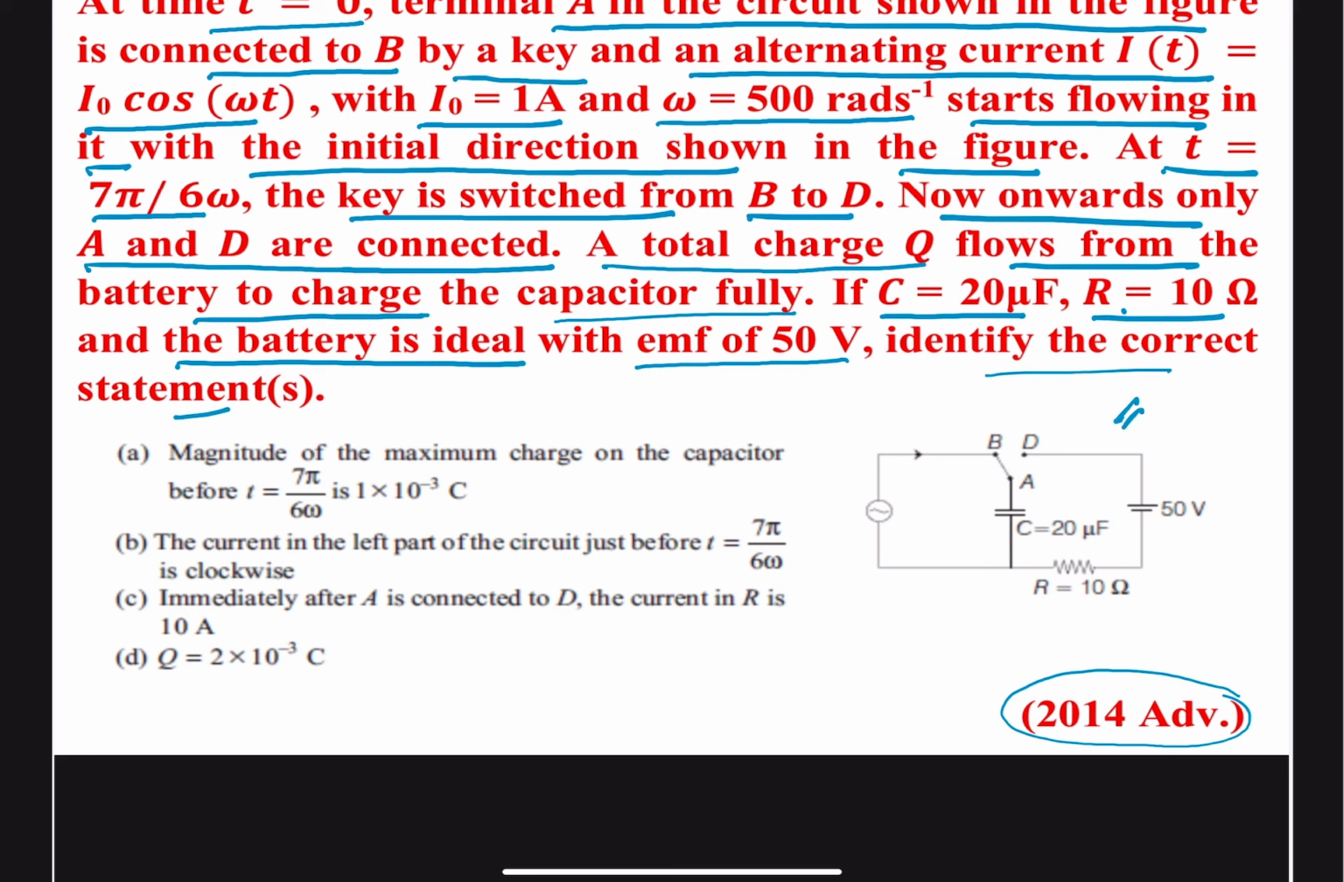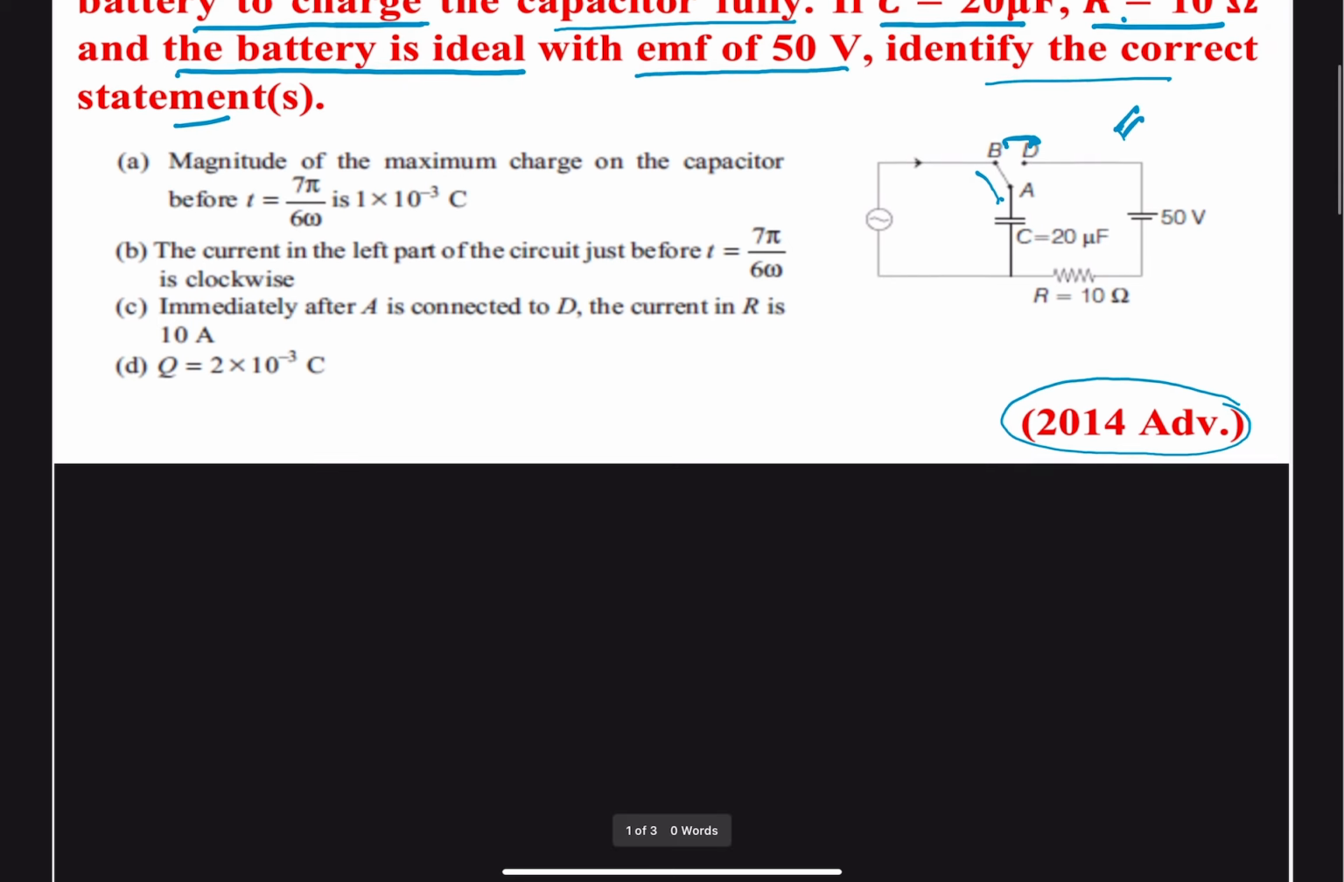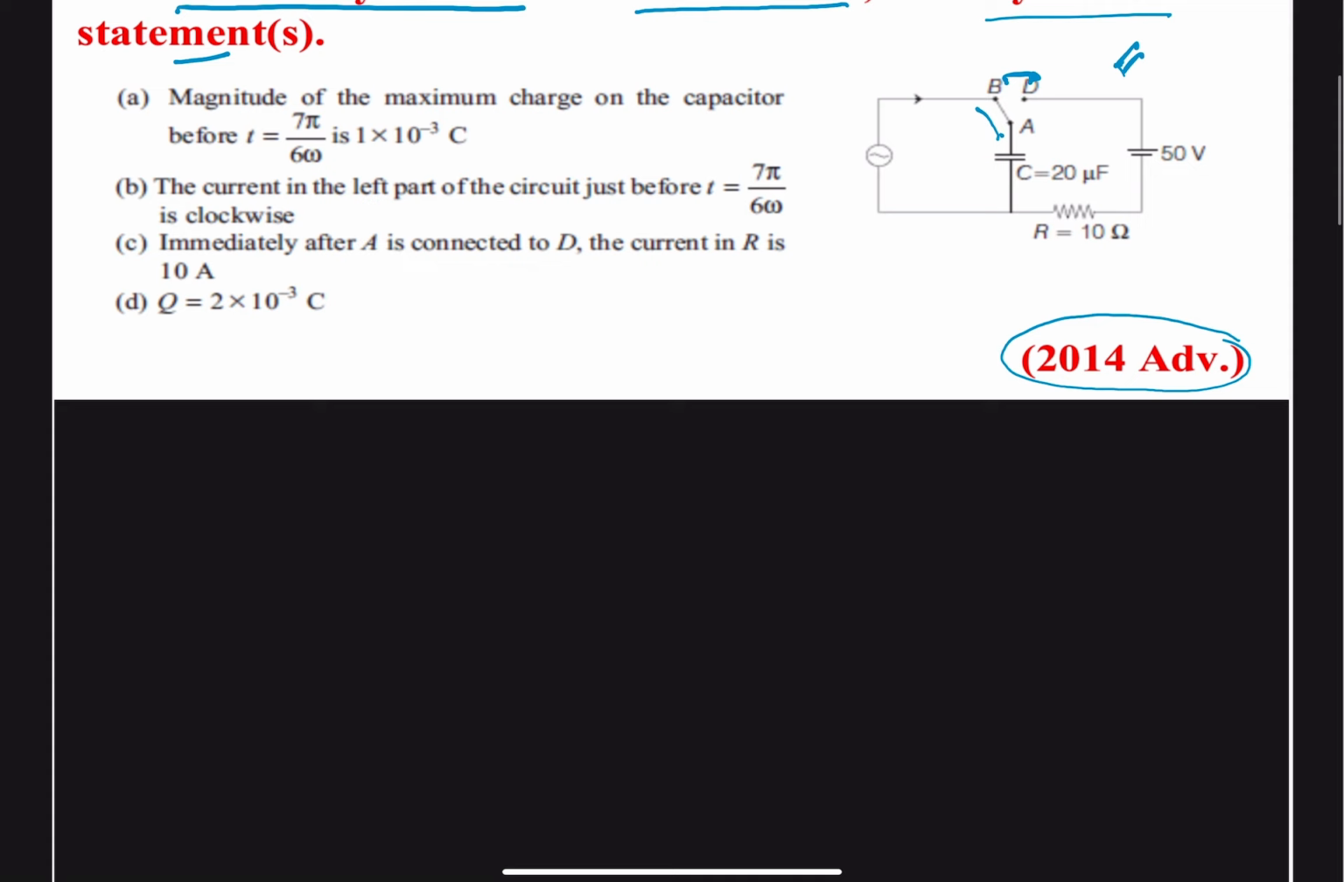So we have a figure, and initially capacitor C is connected to the main supply with the help of this point B, and at time t equal to 7 pi by 6 omega, the key is switched from B to D. So we have to check which of these options is correct.